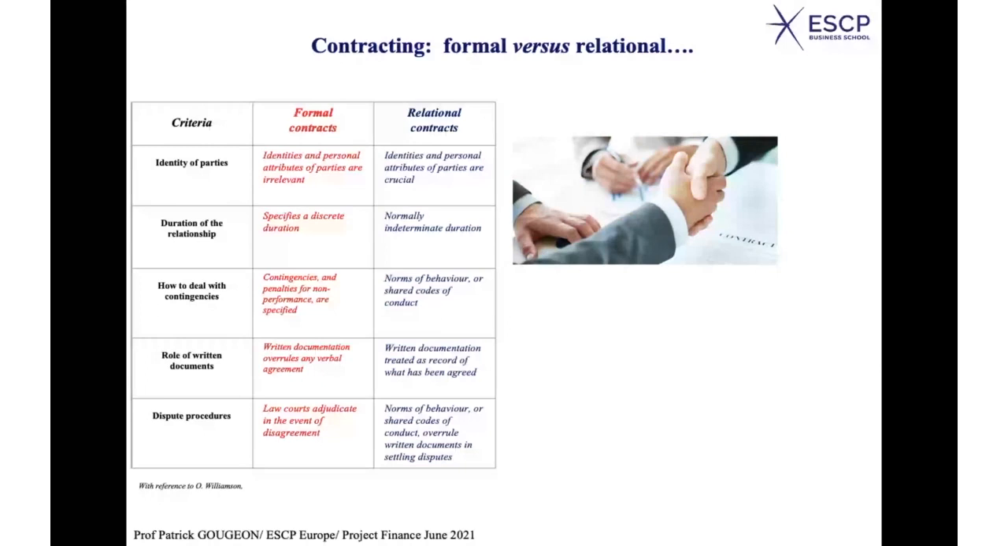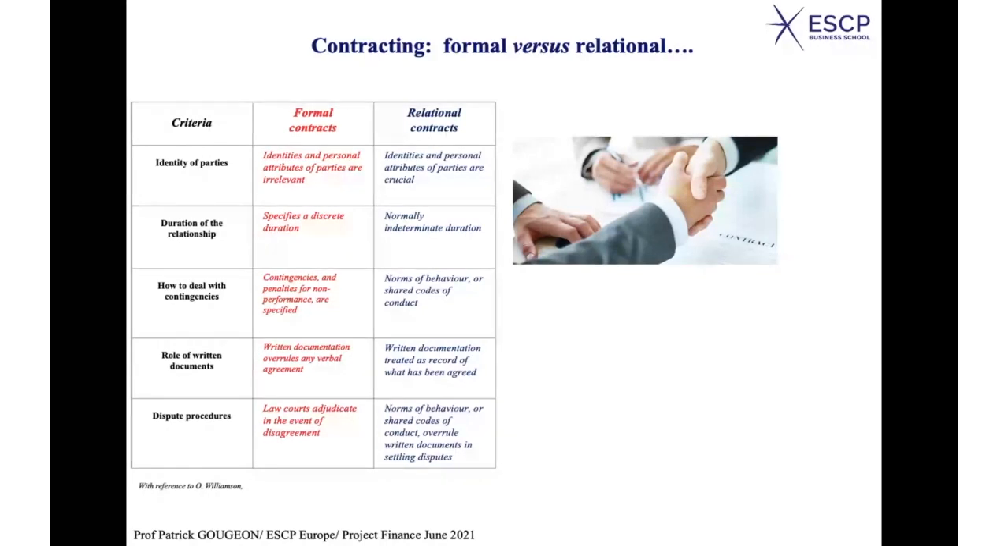Role of written documents. Written documentation overrules any verbal agreement for a formal contract. In a relational contract, written documentation is treated as a record of what has been agreed. And it doesn't mean that it is the absolute truth. If you realize that the situation is different from what had been imagined in the first place, both parties can decide to diverge from what was agreed upon some years ago.